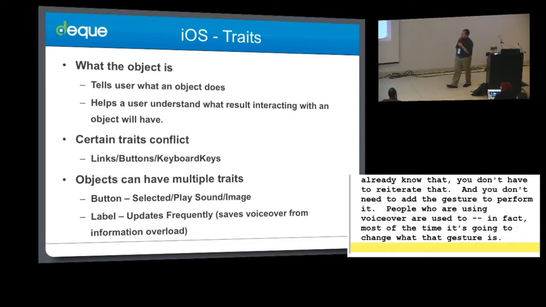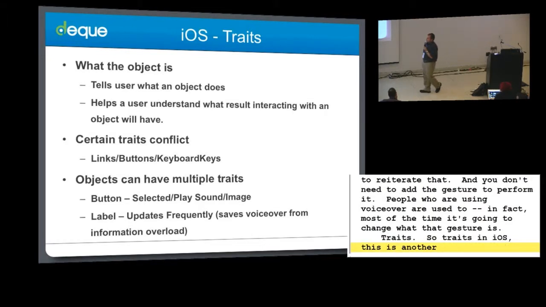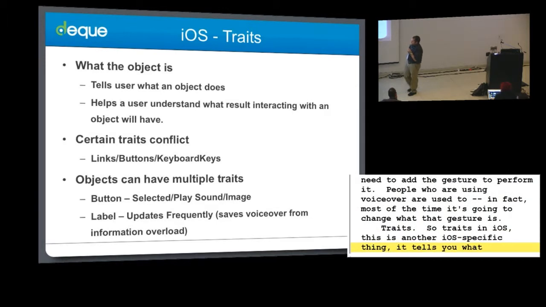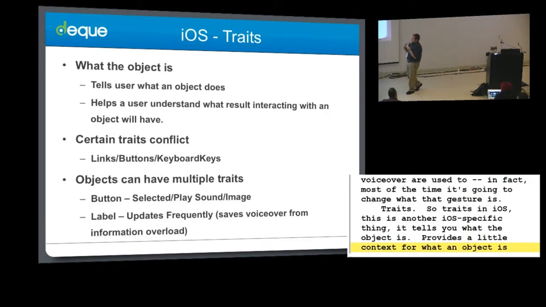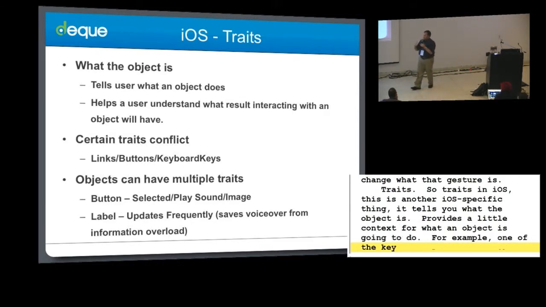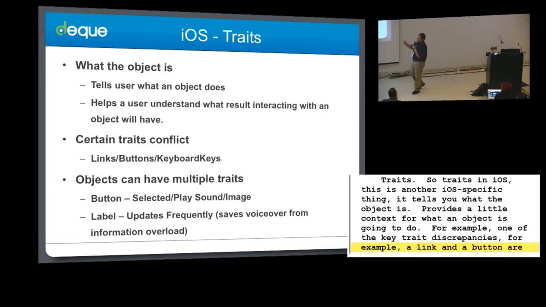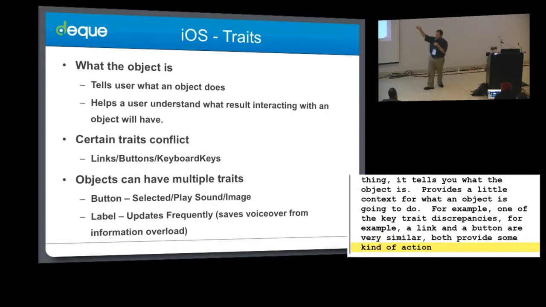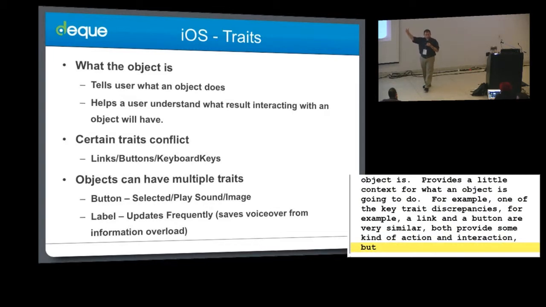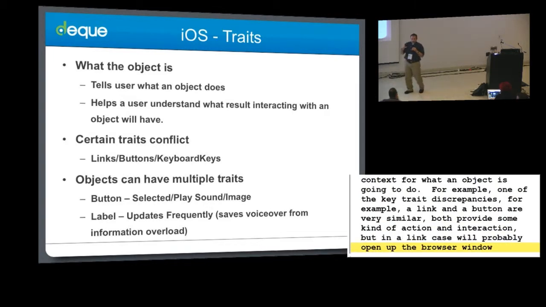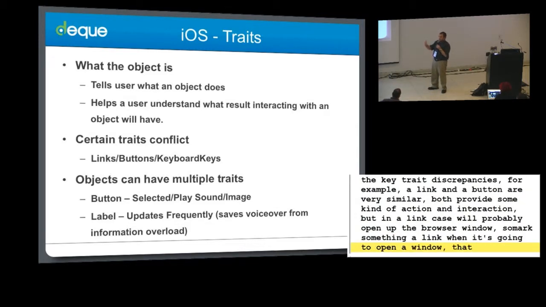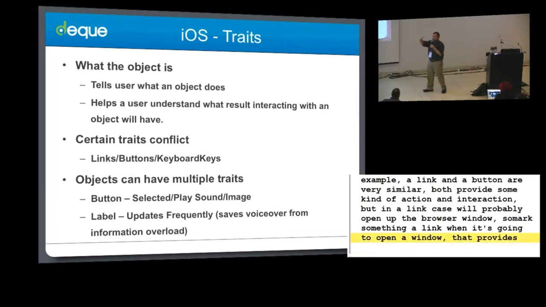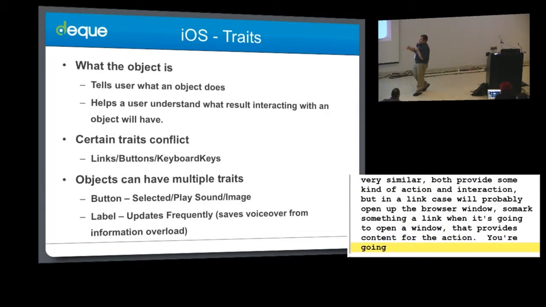Traits. So traits in iOS, this is another iOS specific thing. It tells you what the object is. Provides a little context for what an object is going to do. For example, one of the key trait discrepancies: a link and a button are very similar. They're both going to provide some type of action on some type of interaction, right? But in a link case, the link is probably going to open up a browser window. So marking something a link when it's going to open up a browser window is very important because that provides context on what the action is going to do. Knowing that you're going to be changing context, that you're going to open that browser window, is very important.